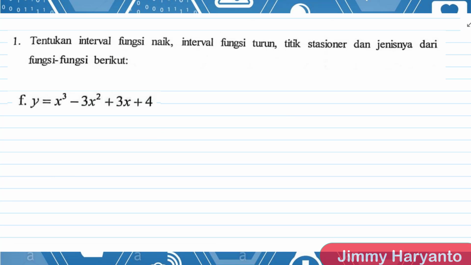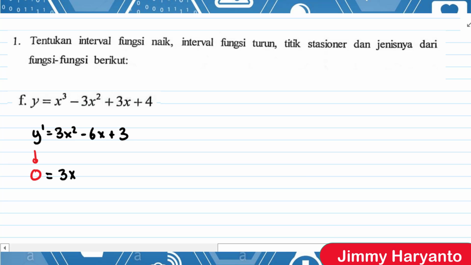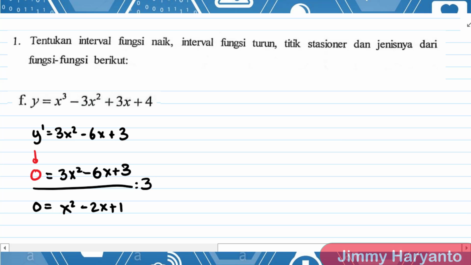The next is 1f. For number 1f, as usual we have to find the y-accent. Y-accent equals 3x square minus 6x plus 3, and then we make it equal to 0. 0 equals 3x square minus 6x plus 3. We can divide by 3 to make it simpler: x square minus 2x plus 1.